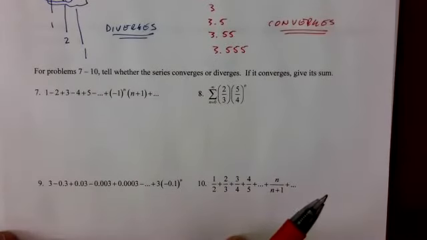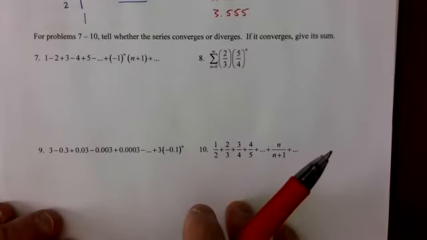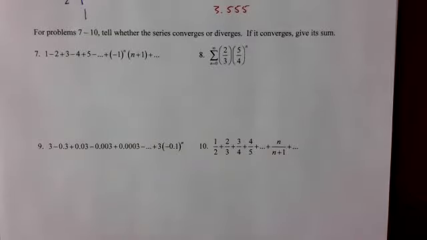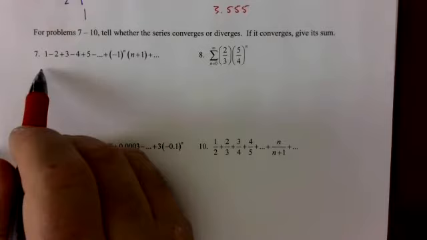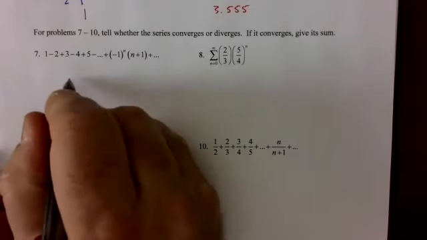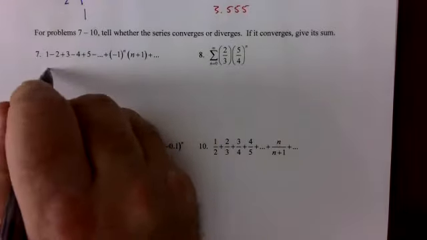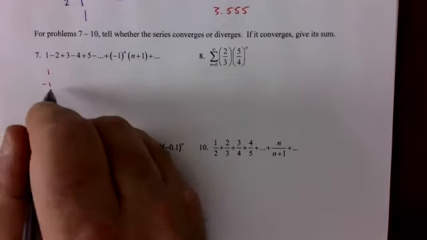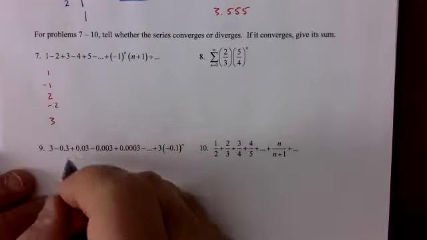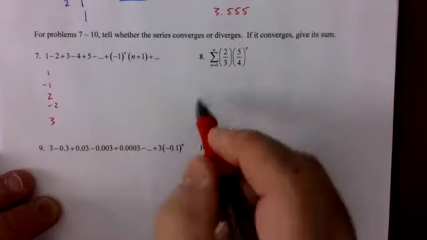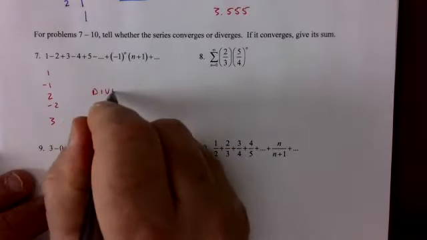All right, for 7 through 10, converges or diverges. If it converges, it's got to be geometric and find the sum. Well, this one is just getting bigger and bigger, so I'm not messing with it. It just diverges. Yeah, I will. It's 1, -1, 2, -2, 3. We would say this is oscillating and accelerating. It's getting bigger and bigger and bigger. I don't care. It diverges is all I care about.